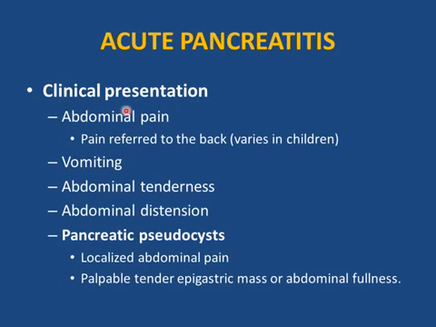Clinical presentation of acute pancreatitis: abdominal pain. Pain referred to the back, but this varies in the children. So if the pain does not refer to the back, this does not rule out pancreatitis. So absence of that in children, you still think about pancreatitis. Vomiting, abdominal tenderness, abdominal distension. Pancreatic pseudocyst will, in addition to the pain, they will have a mass, epigastric mass.